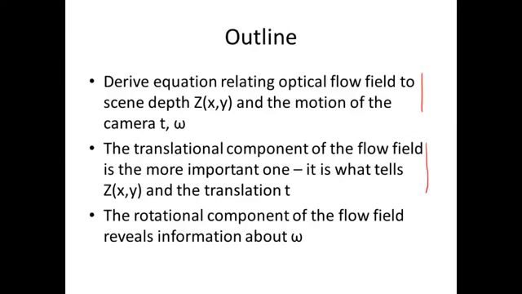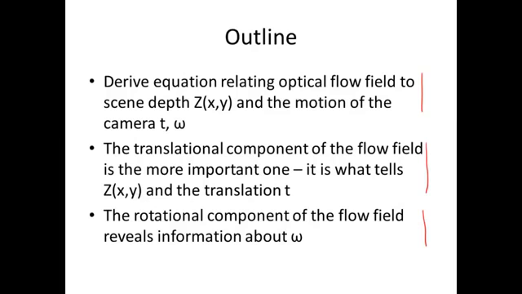Its main purpose is to tell us something about ego motion. It tells us about how the camera is rotating. It doesn't tell us anything about the scene. So we'll try to understand that as well. It will fall out more or less straightforwardly from the equations. So let's get down to business.